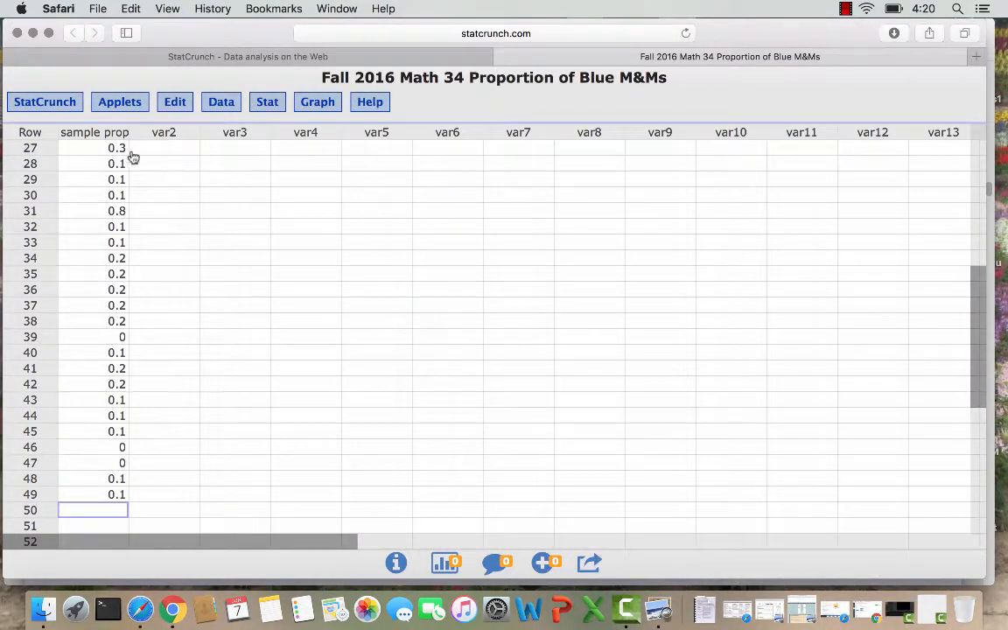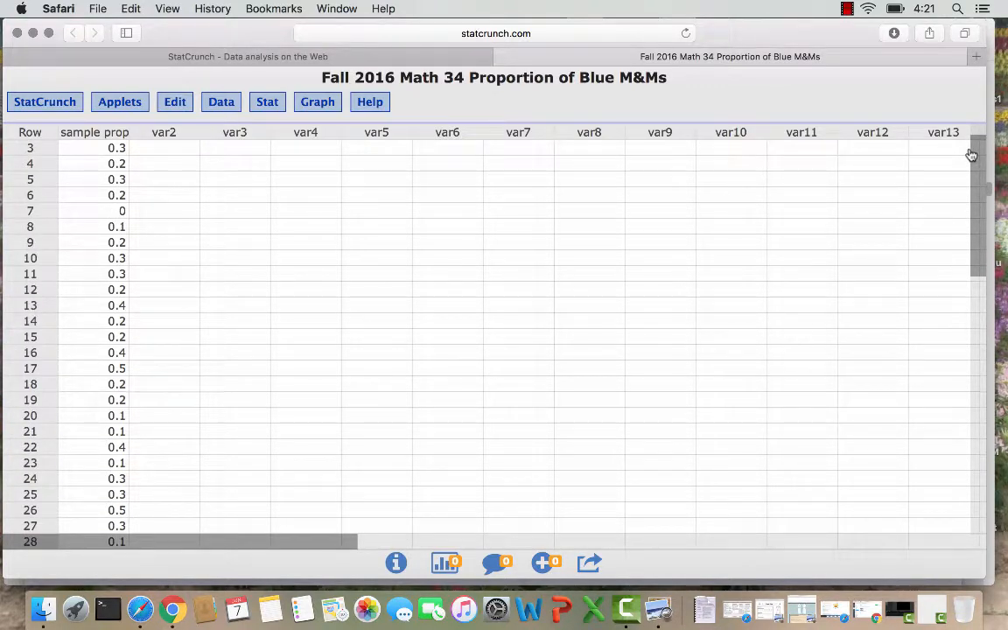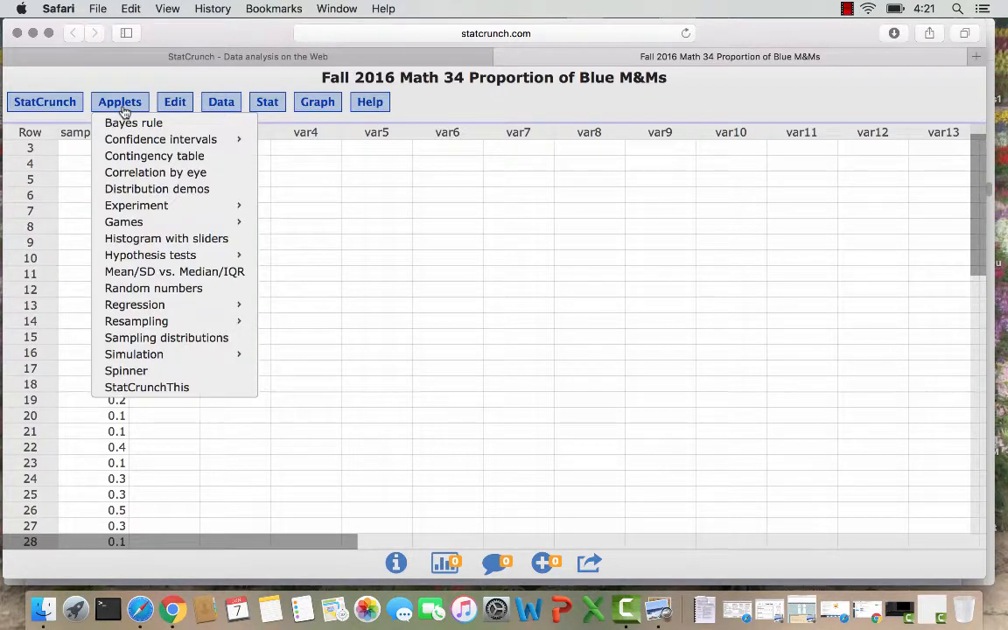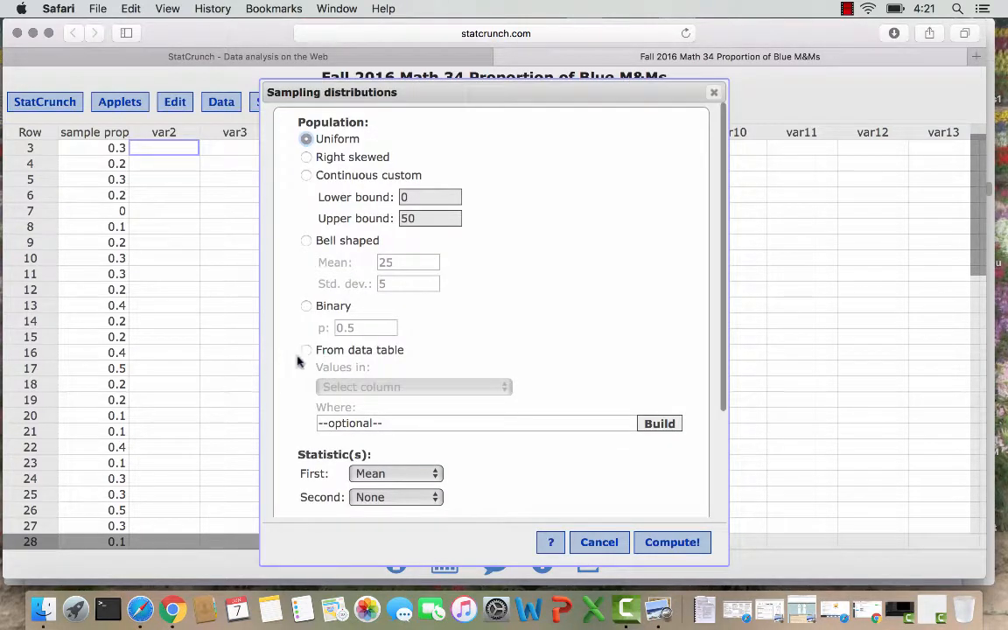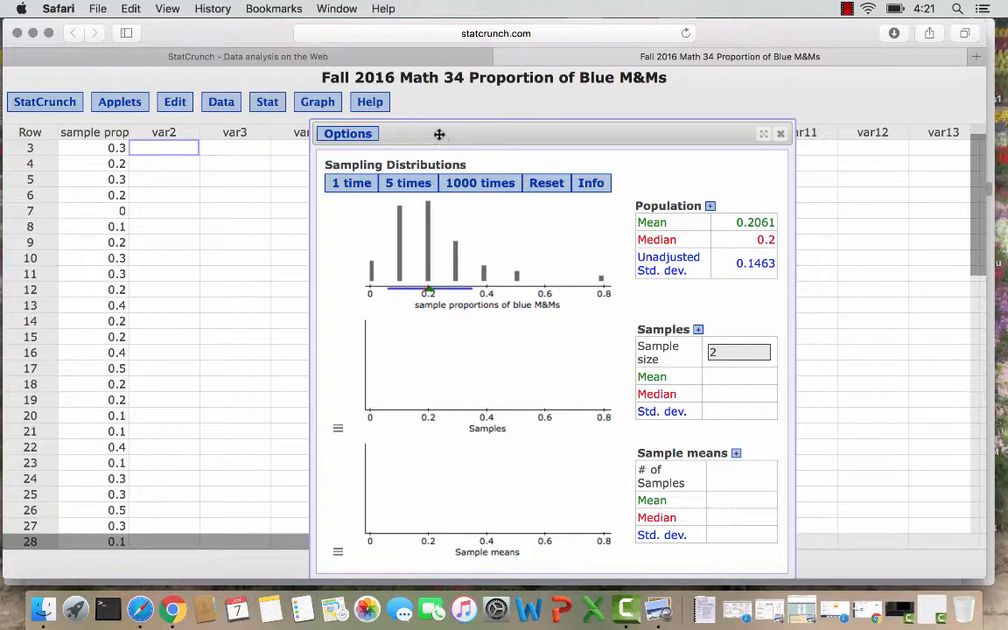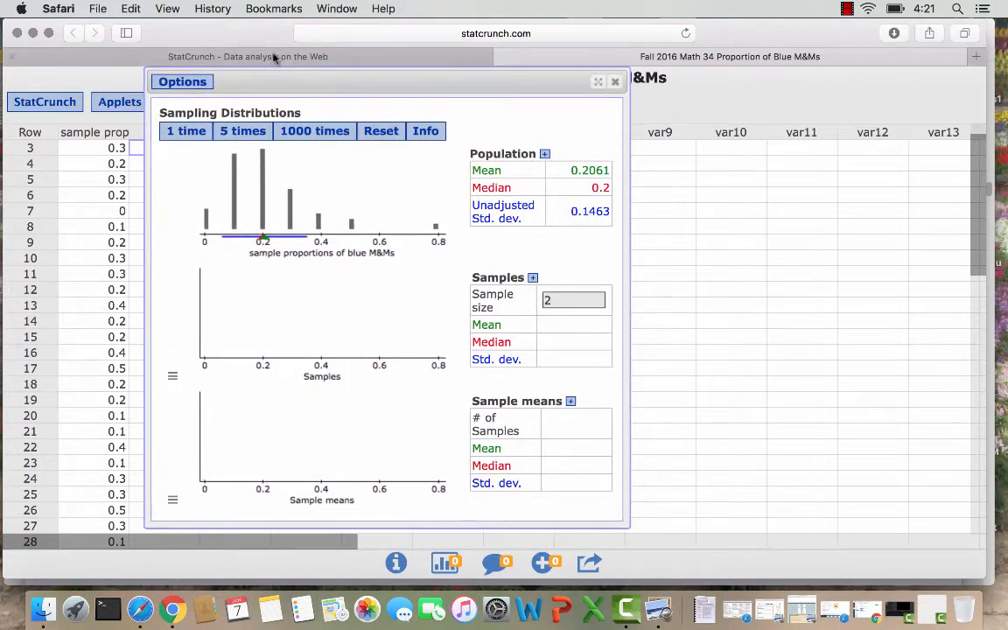So this is a list of sample proportion of blue M&Ms from students in fall 2016. They counted them out by hand for me. So we're going to go into applets and we're going to choose sampling distributions. And then we're going to use data from the data table and we're going to select our column here, the sample proportion of blue M&Ms. And when we click compute, this sets up a sampling applet for us.